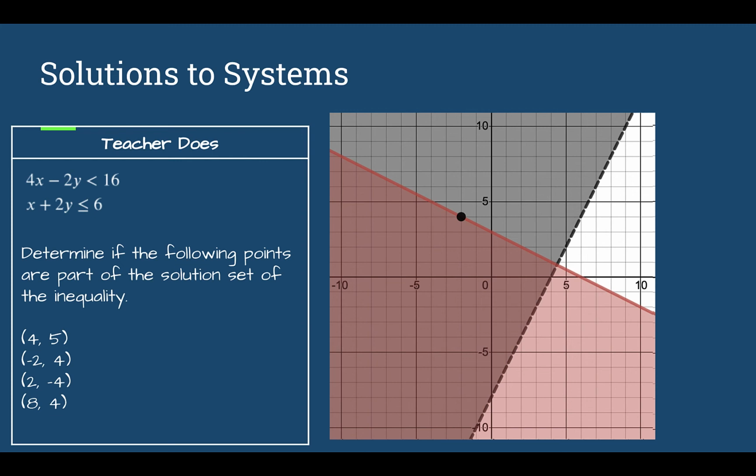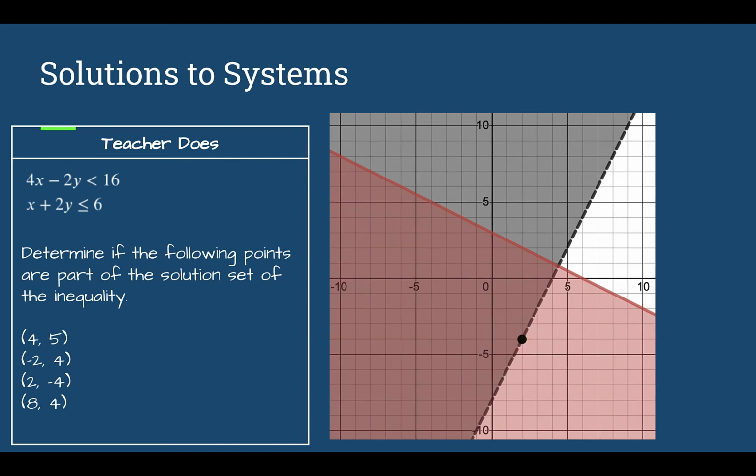All right, let's check the next. 2, -4. This time, it is on the dashed line that's on the border of the double shaded region. So it clearly falls within the red. It's on the edge of the gray, but because it's on that dashed line, it is not a solution. Dashed lines do not count.